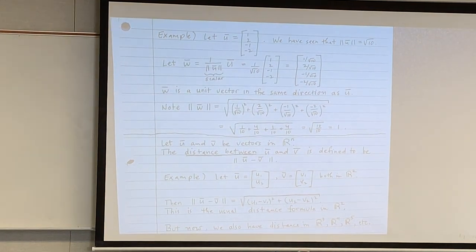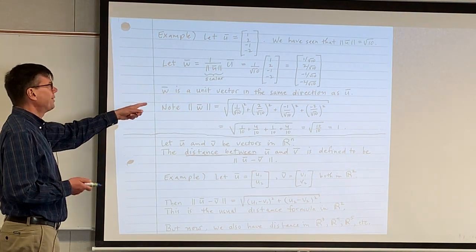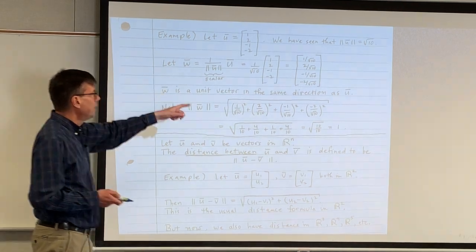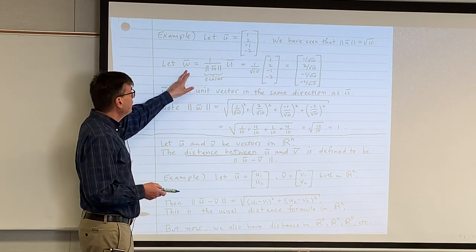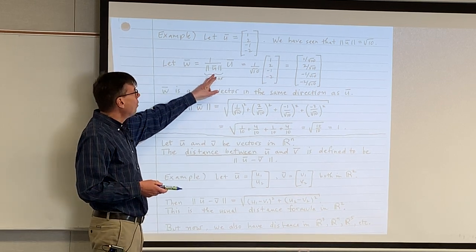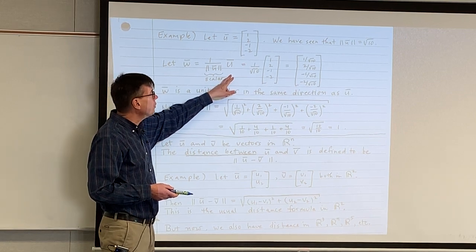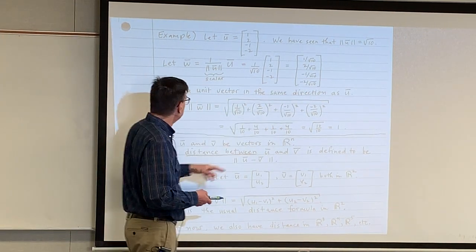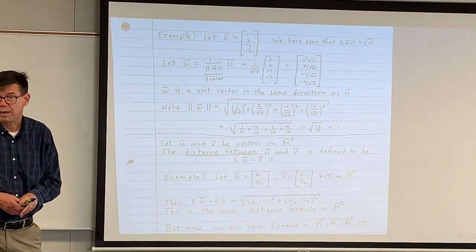Next page. Here, I think you're also familiar with this kind of calculation. Same U as before. The length of U was square root of 10. We're defining a new vector, W, to be 1 over the length of U, which is a scalar, times the vector U. And this is what it looks like. And it looks like a big mess. But W is a unit vector in the same direction as U.